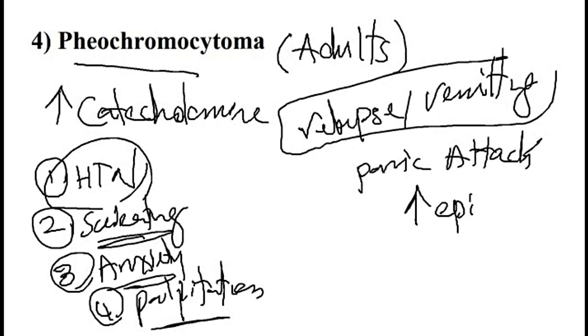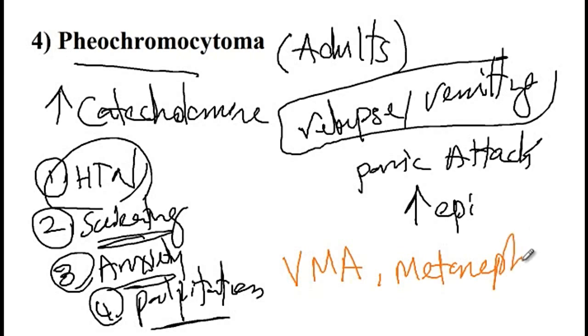And then the way you can screen for these patients is to look for the urine breakdown products of catecholamines, which include the vanillylmandelic acid as well as the metanephrine. And one other way to detect the pheochromocytoma is directly to measure the levels of catecholamines in the serum. Now, the treatment for pheochromocytoma is resection.